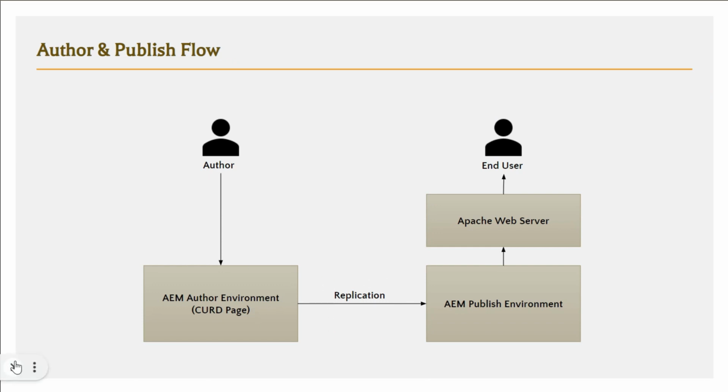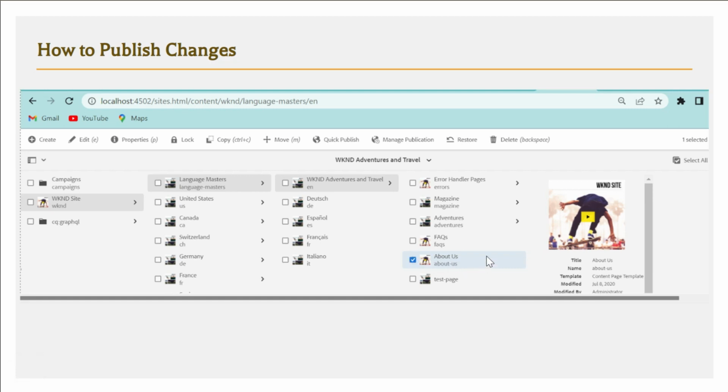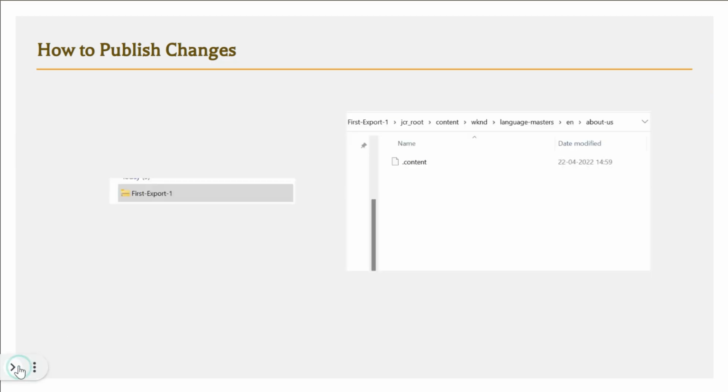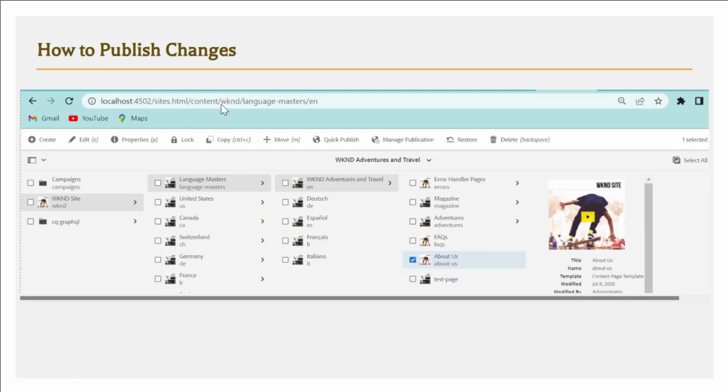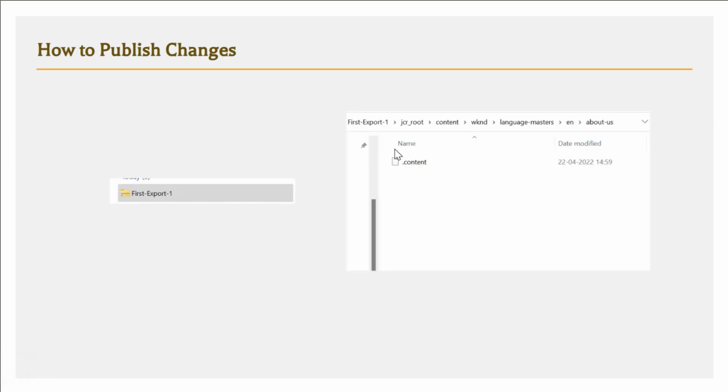What it does is first package this particular page. The package is nothing but a zip file. It just looks like this zip file. And what does this zip file contain? If you see on the right-hand side, it contains the path jcr_root/content/weekend/language-master/en/about-us. It is the same path we have seen here, content, weekend, language-master and en, and ultimately it contains this content page.